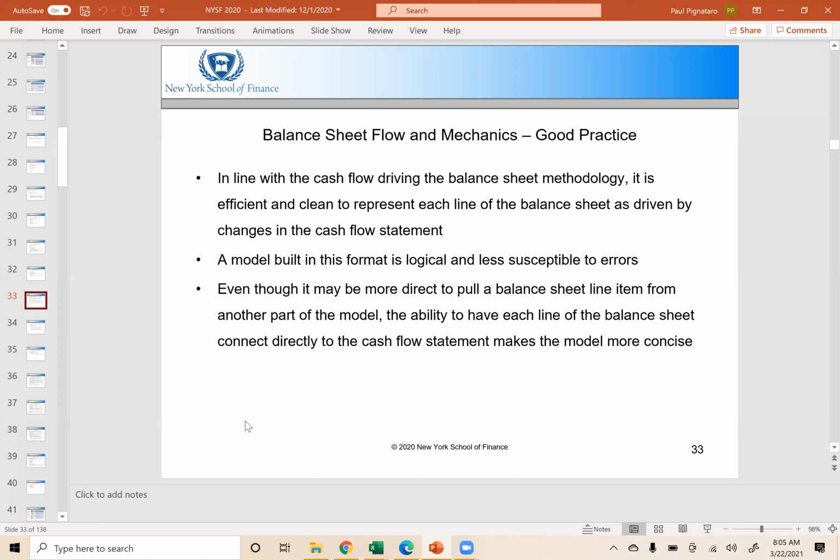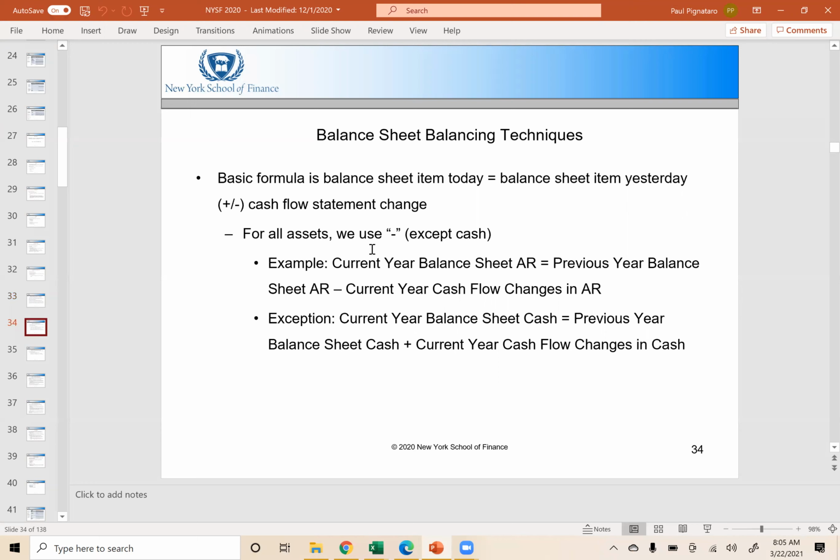So in other words, for assets, it's balance sheet item today, or the projected balance sheet item, I should say, next year, equals last year's balance sheet item minus the cash flow item for assets, minus, because of the inverted relationship between balance sheet and cash.